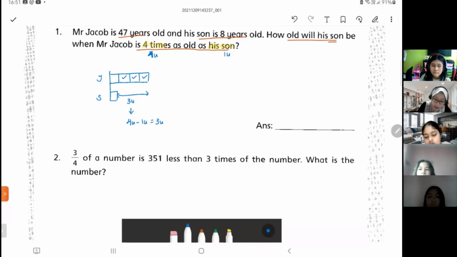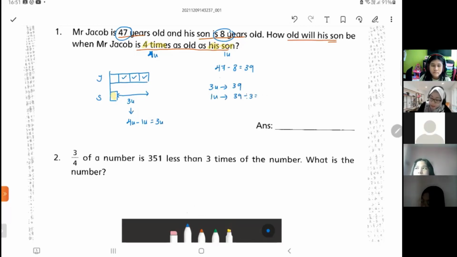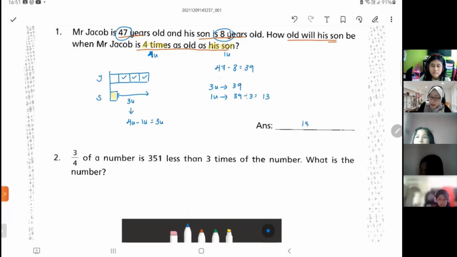So if you look at the ages, there is also a difference between Mr. Jacob and the son. 47 minus 8, I get 39. This is the difference, which means my 3 units is 39. And I want to find the son. Son is just 1 unit. So 1 unit is 39 divided by 3 and I get 13. How old is the son? 13 years old. That's the answer for number 1.